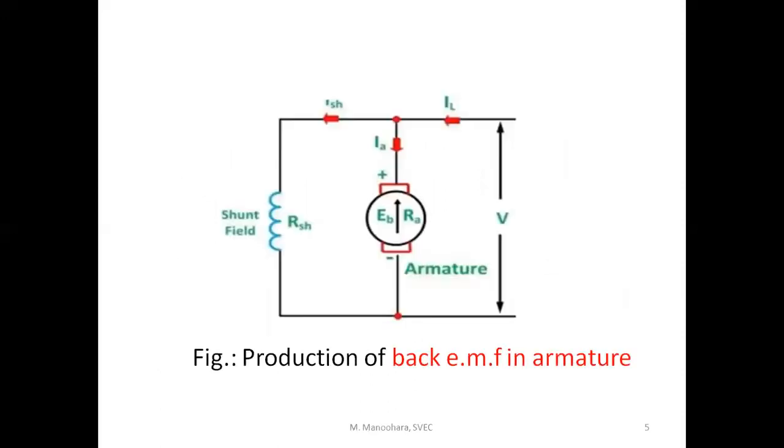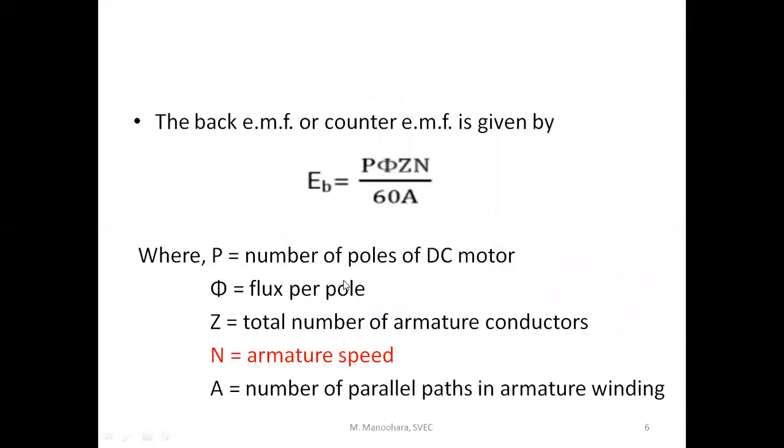So let us consider connection diagram of shunt motor. In armature of DC motor, a back EMF is produced during operation. The magnitude of this back EMF depends upon speed, number of armature conductors, and flux produced by the field winding, etc. Therefore, back EMF EB equal to P phi Z N divided by 60 into P by A.